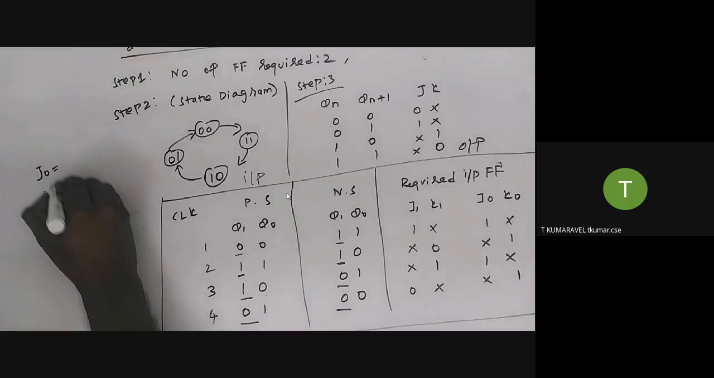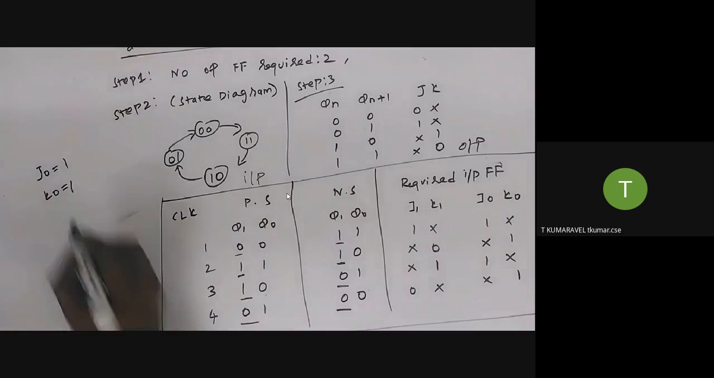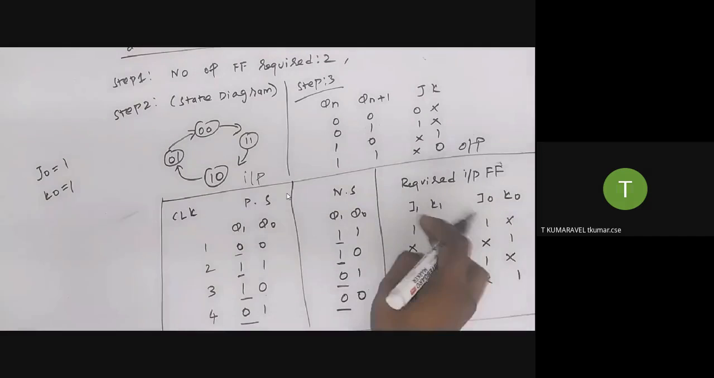Anyone tell that? What is the answer? If you look at that, you can easily tell that. So 1 1, the remaining cases, what happens? Don't care condition is there. If it is there, what is the value? 1, sir. What about K naught? 1. Next, and then go for J1.